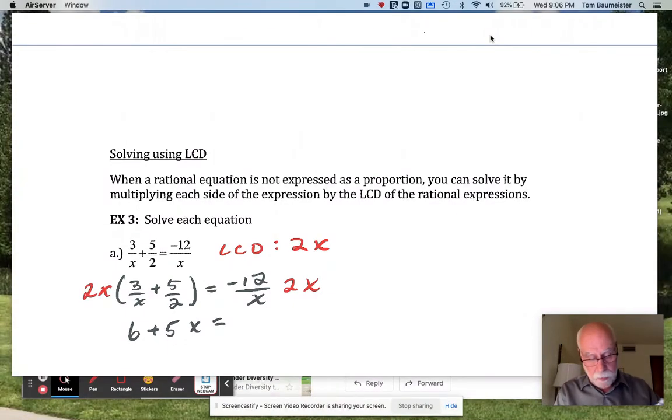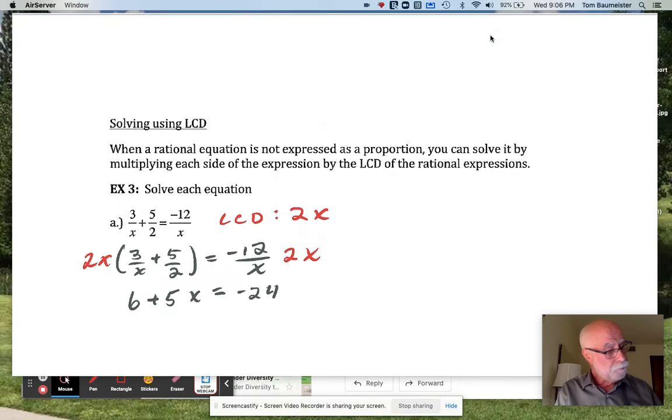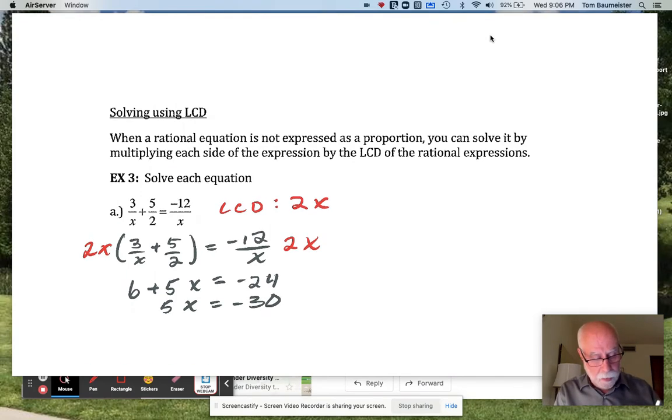And on the other side here, same thing. I'm going to get rid of the x's because there's one on the top and the bottom. What do I have left? Negative 12 times 2. And what is negative 12 times 2? That is negative 24. All right. So now I'll have 5x. I'm going to move that 6 over to the right-hand side, so it'll become negative 24 plus a negative 6, which is negative 30. And now when I divide through by 5, I'll get that x is equal to negative 6.